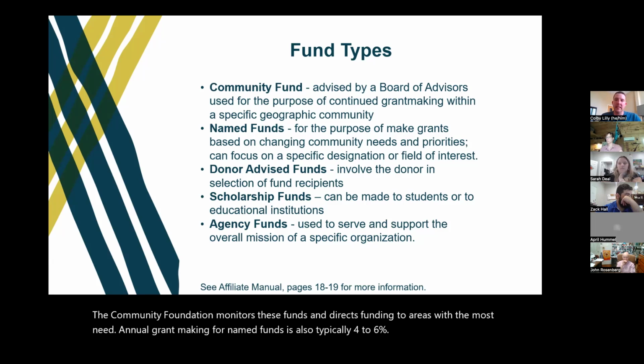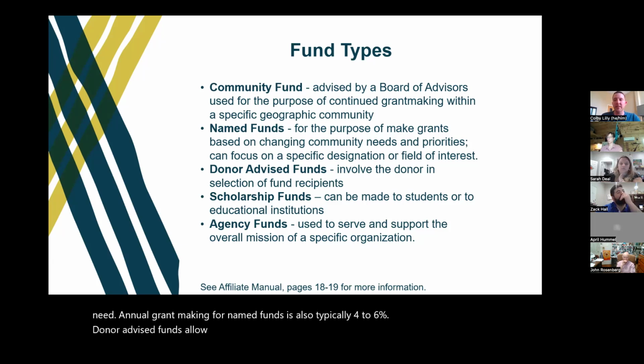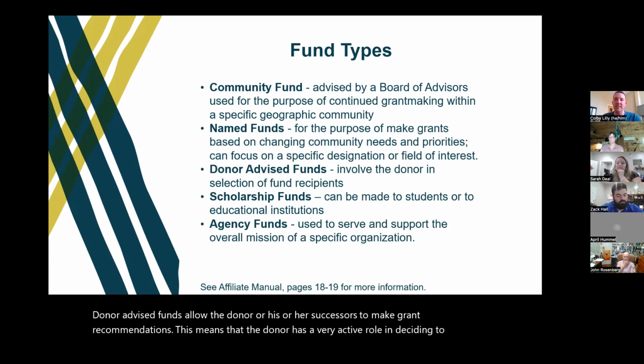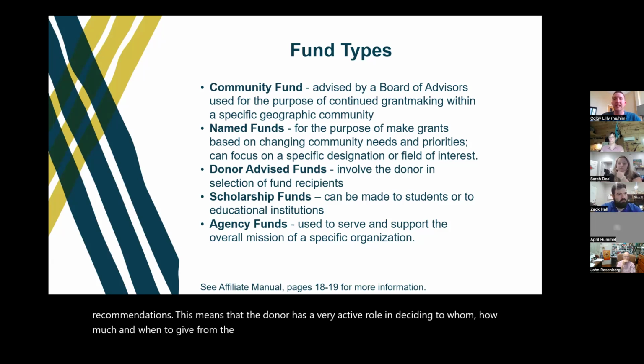Donor advised funds allow the donor or his or her successors to make grant recommendations. This means that the donor has a very active role in deciding to whom, how much, and when to give from the fund. It can choose to remain anonymous. Annual grant making is, again, 4 to 6%.